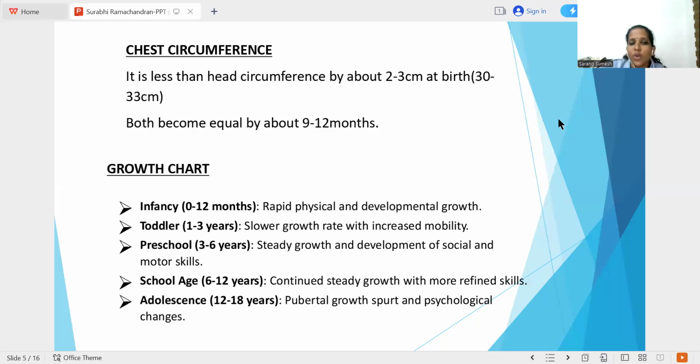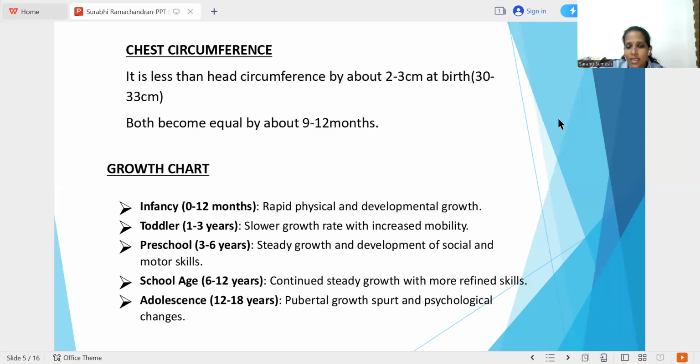Next, we will see growth chart. In growth chart, we measure the physical and developmental growth of the child. In infancy, 0 to 12 months, there is rapid physical and developmental growth. The toddler, 1 to 3 years, slower growth rate with increased mobility. Compared to infancy, the growth rate is low, but their activity is more.